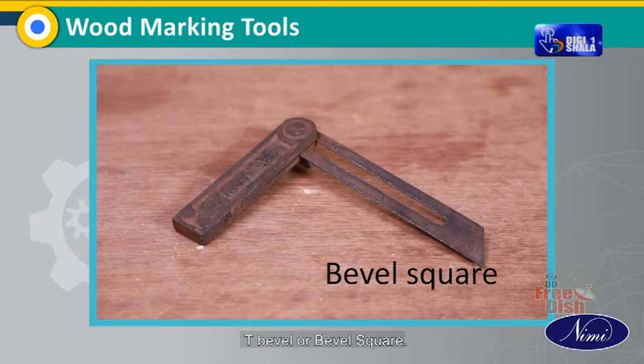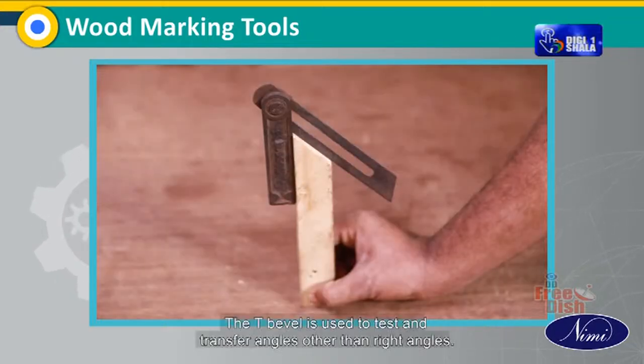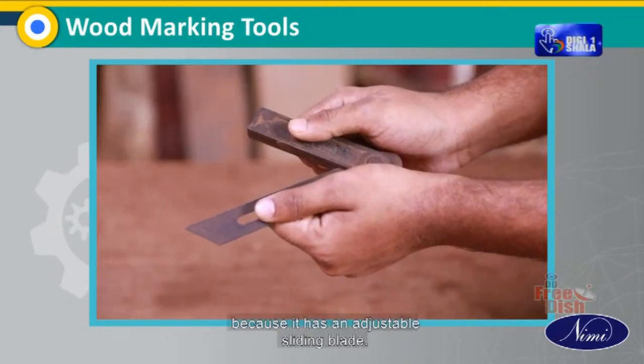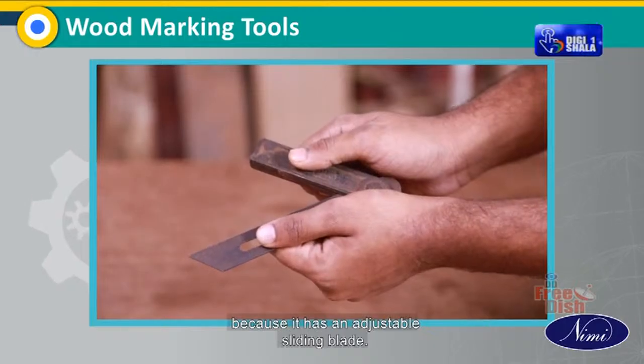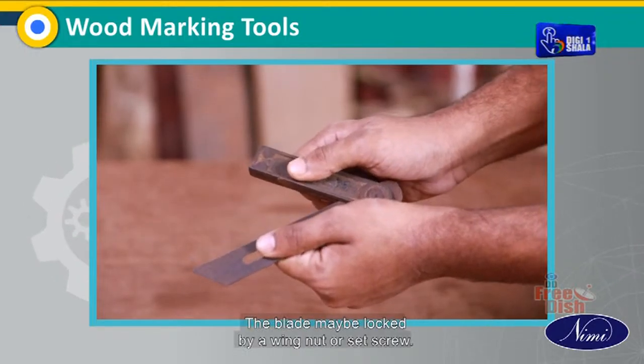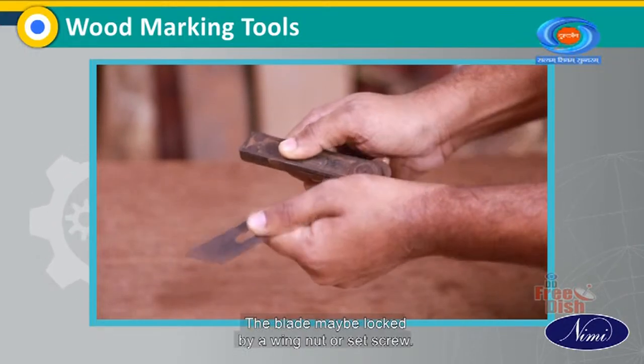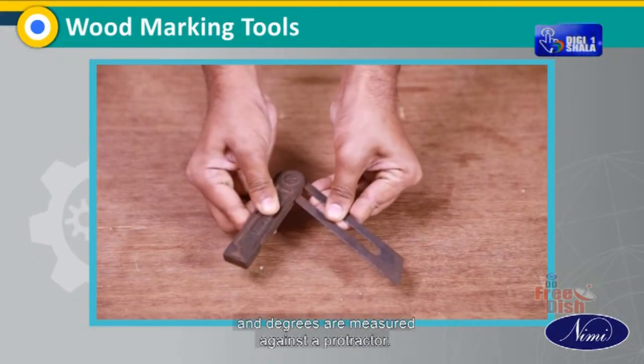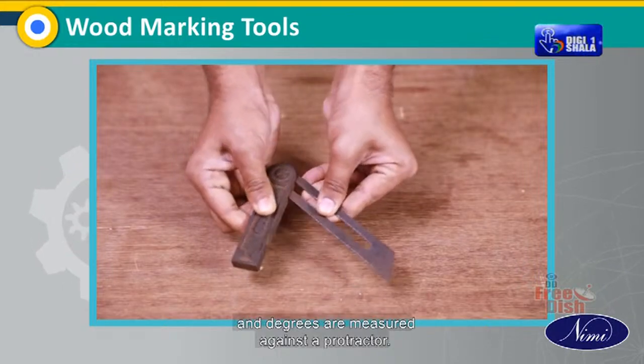T-bevel or bevel square. The T-bevel is used to test and transfer angles other than right angles. The bevel is called a sliding bevel because it has an adjustable sliding blade. The blade may be locked by a wing nut or set screw. The required angle is set from a straight edge and degrees are measured against a protractor.